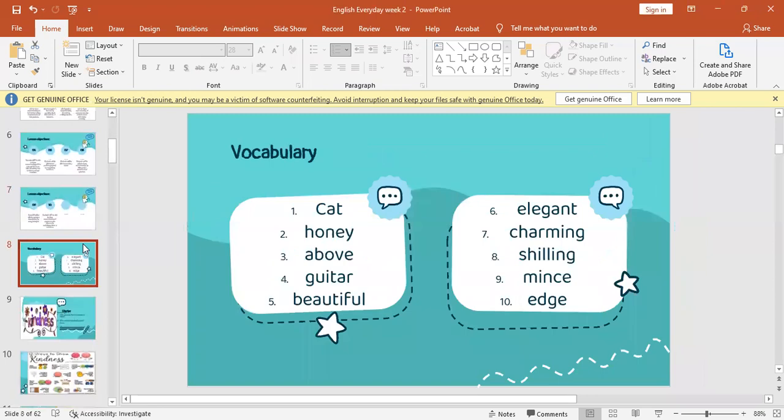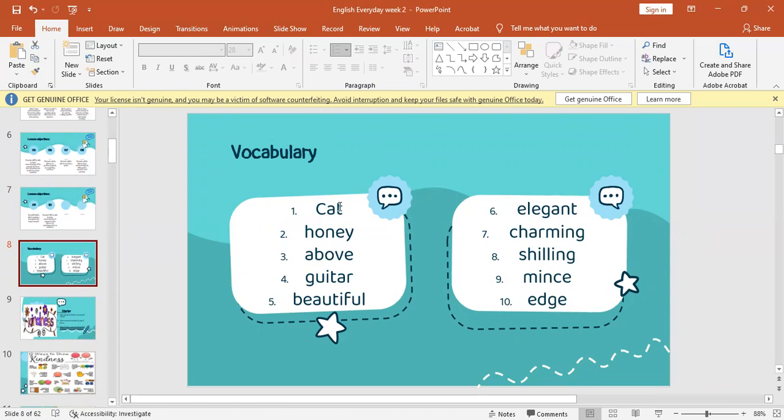So that being said, let's quickly look at the vocabulary words again. Remember, today we have our spelling test. Our spelling test will start today at 2 o'clock and it's going to end on Sunday at 2 o'clock. So you have from today till Sunday to take your spelling test on Fedena. The first ones are cat, honey, above, guitar, beautiful, elegant, charming, shilling, mean, edge.